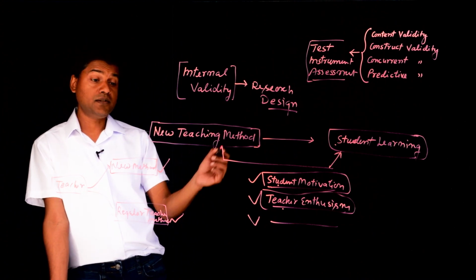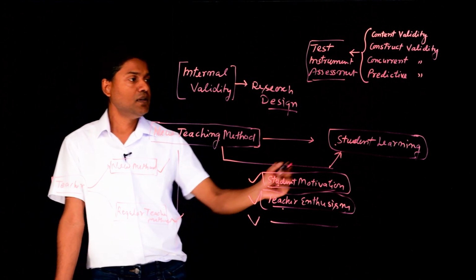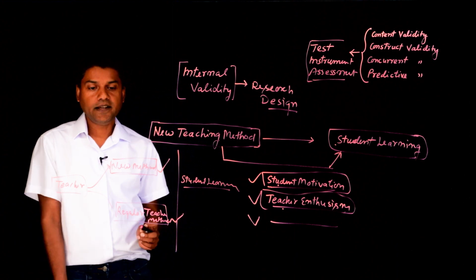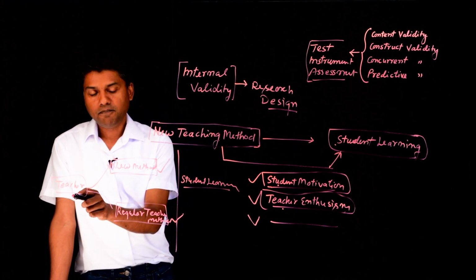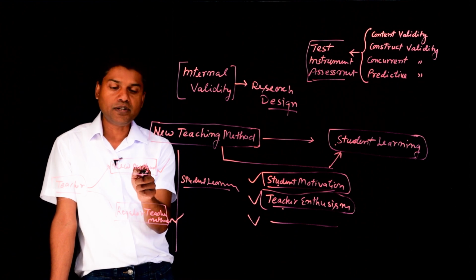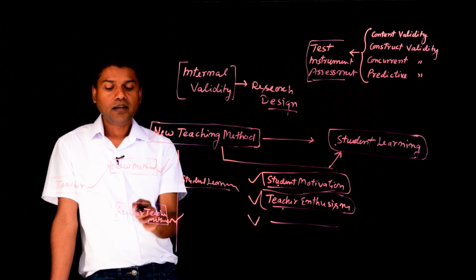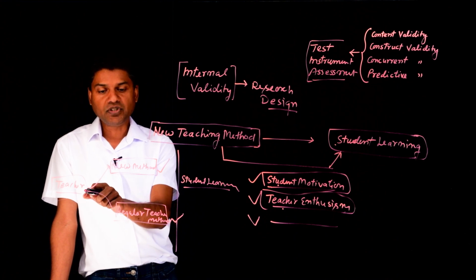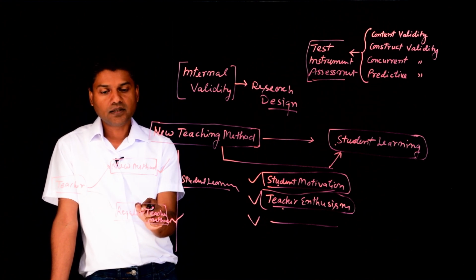And then we can measure student learning after some time. Now, you could see the teacher is the same, teaching with two different approaches. He's using a new method of teaching and a regular, usual way of teaching. The same teacher is teaching two similar classes.